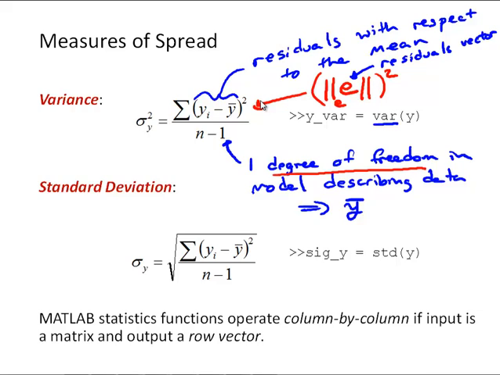The standard deviation is the square root of the variance, and the standard deviation is the most common measure of spread.